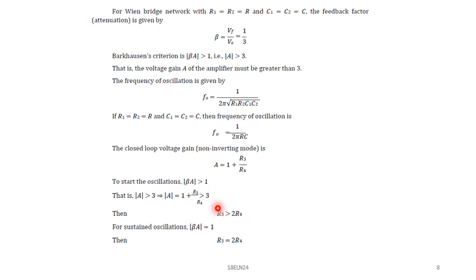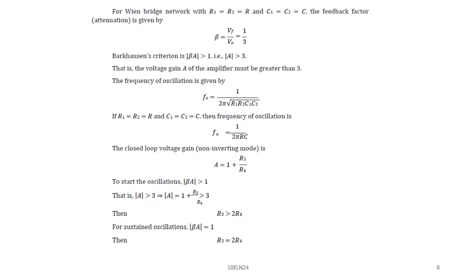If I rearrange this and take the 1 to the other side, it will be 2. So R3 is greater than 2 into R4. Now for sustained oscillation, the magnitude of beta into A should be equal to 1. Therefore I will write R3 is equal to 2 into R4. So this is about the Wien bridge oscillator.